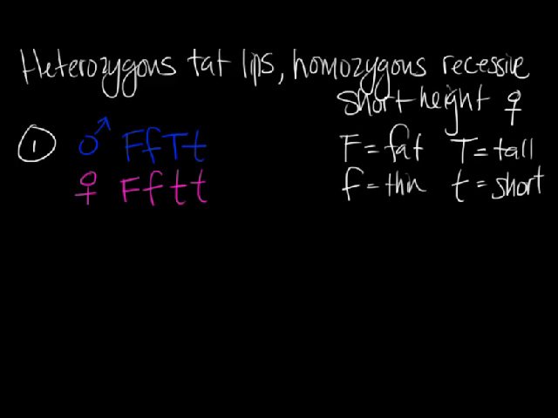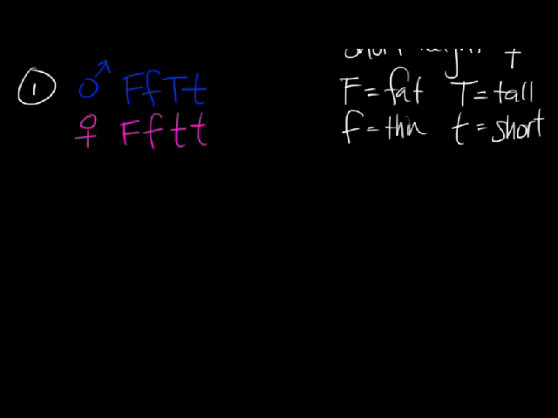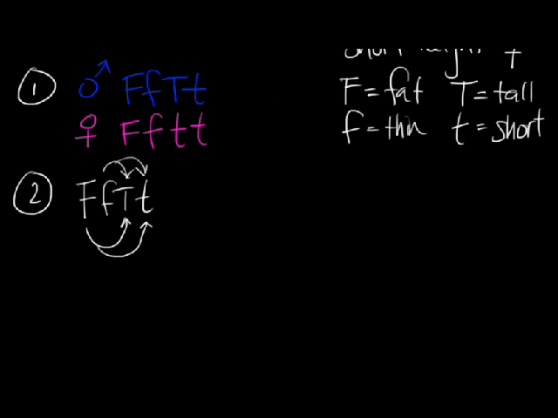So our step number 2 is to figure out the combinations. So if you forgot how to figure out the combinations, we distribute the first letter, and then we also distribute the second letter. So we figure out what combinations do we have. So here we have big F, big T, big F, little t, little f, big T, little f, little t.